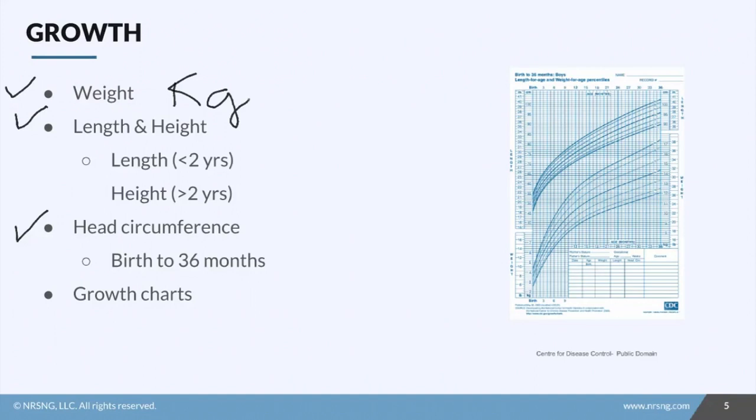Head circumference is measured up until the child is about 3 years old, and this is because this is the period of time when their brain is developing and growing the fastest. So from birth to 36 months is when we track that head growth. Results for these things should be documented on a growth chart.